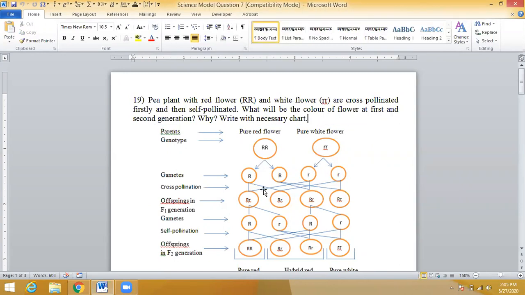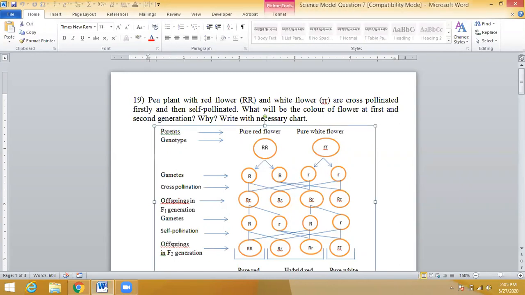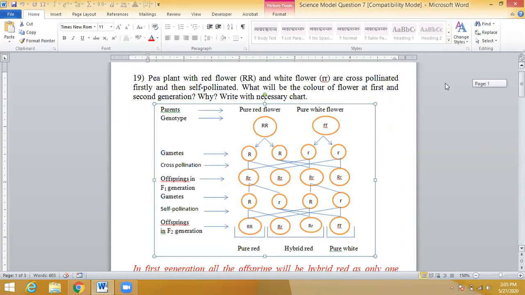Okay, so let's begin. First I have made a chart for you. I think everyone knows how to make this chart, but let me explain again. In the first generation we have two pure breeds. This flower is pure red and this flower is pure white, according to the question. We all know that red is the dominant character, whereas white is the recessive character. Since red starts with R, we write capital R for the dominant character and small r for the recessive character. These are the parents.